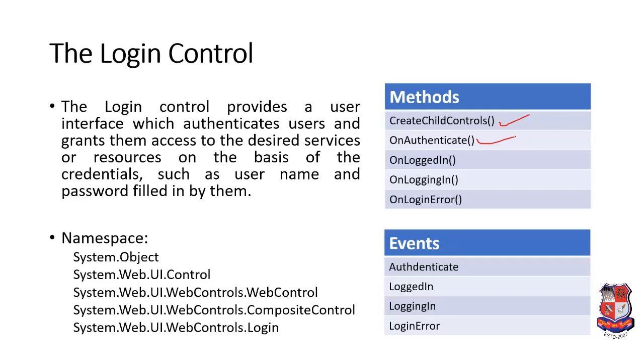Next is the OnAuthenticate method. It raises the Authenticate event to authenticate users. Next is OnLoggedIn. It raises the LoggedIn event when a user logs on to a website after successful authentication. Next is OnLoggingIn. It raises the LoggingIn event after the user enters login information, before authentication takes place. And the last one is OnLoginError. It raises the LoginError event when the user fails to log in.